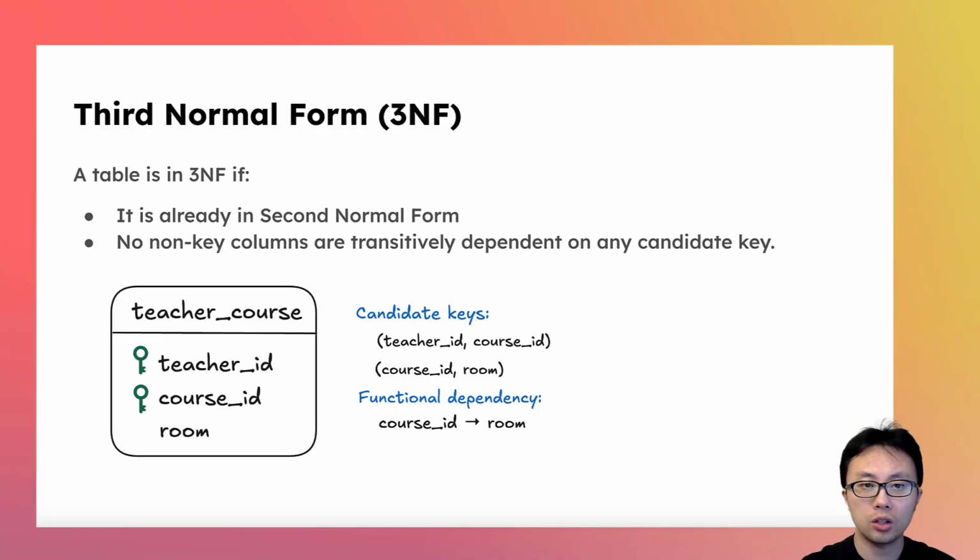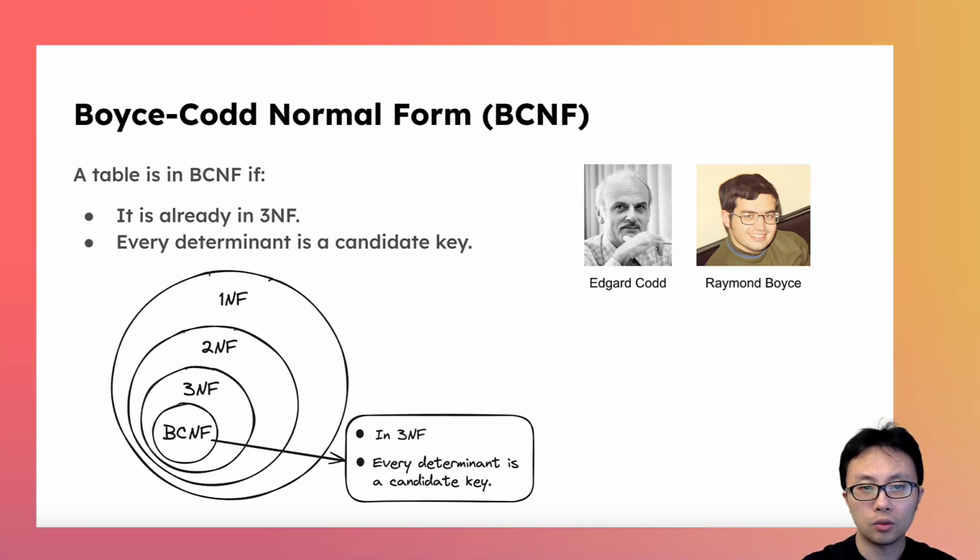To address such issues, Edgar and Raymond worked together to develop the Boyce-Codd Normal Form. It requires a table to be in the third normal form first. Beyond that, it also requires that every determinant in a table needs to be a candidate key, but nothing else. This new normal form successfully fixed the loophole discovered by Raymond.